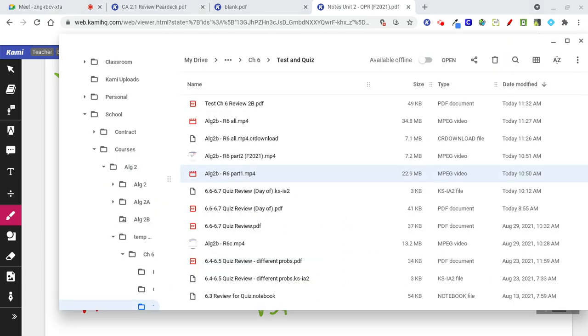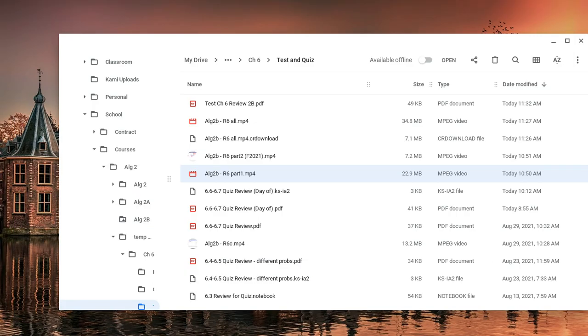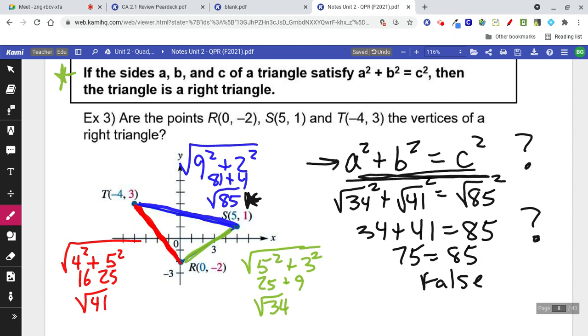34 plus 41. Ooh, that's 75. 75 equals 85. That's false. So this right here doesn't hold true. That's false. So that means RST is not a right triangle.